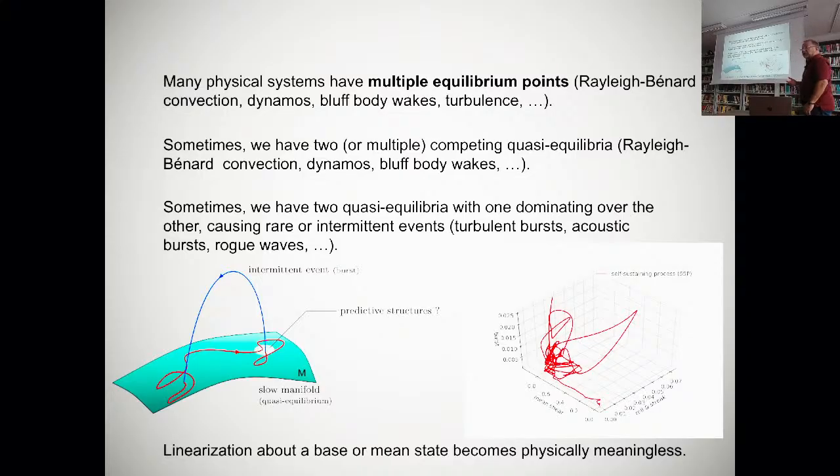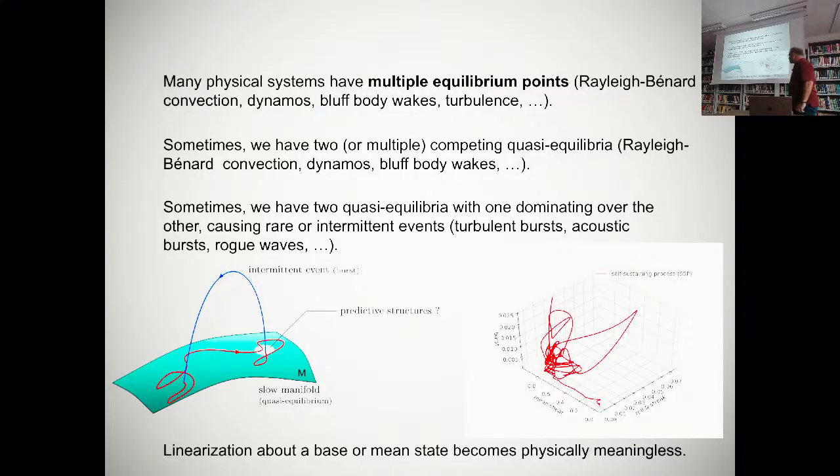Turbulence is another one where you have certain equilibrium states, they look like a quasi-equilibrium, and then suddenly the whole thing collapses and bursts. Okay? So sometimes we have two competing quasi-equilibrium states that are equally important, and we have switching between them, and sometimes we have two quasi-equilibrium states where one is dominant and the other one is kind of a violent excursion. For example, rogue waves or acoustic bursts. Okay? So how do we deal with this?